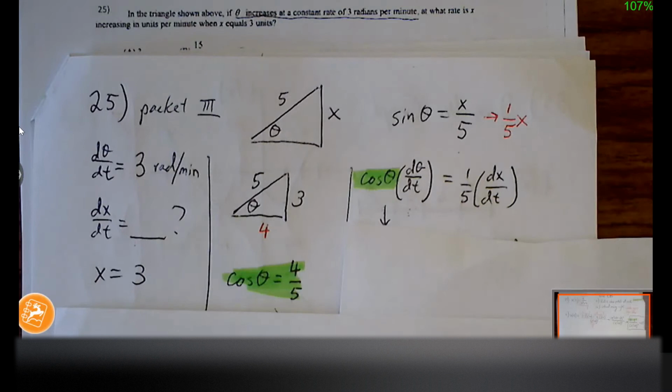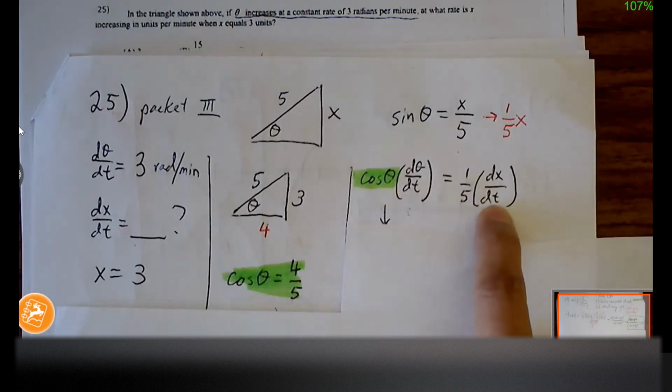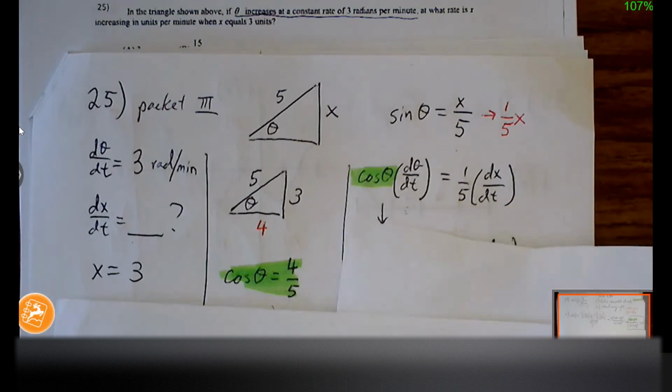So now we have everything that we need, right? We have cosine theta, we have d theta dt, and the only variable that's missing is dx dt, and that's what we want to solve. And the rest is just plugging in.